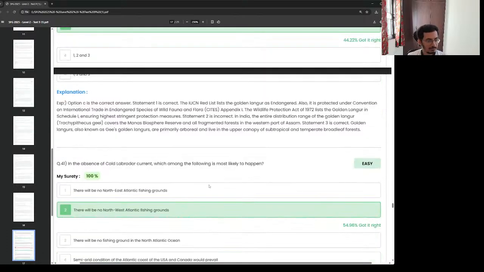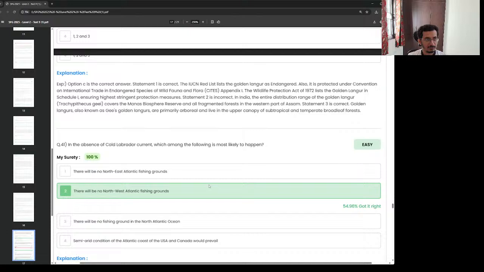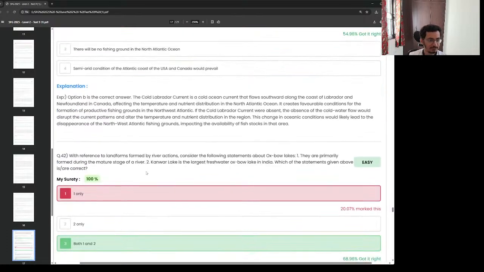Then the next is, when there is no cold Labrador current, what would happen? There will be no Northeast Atlantic Ocean current. No, Northwest Atlantic Ocean currents. That is another easy question.